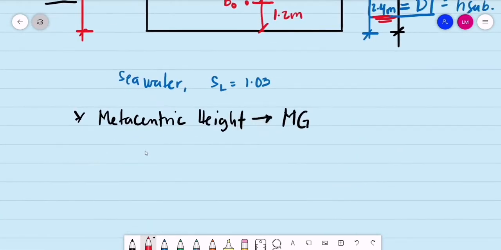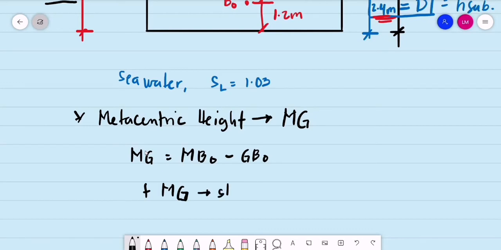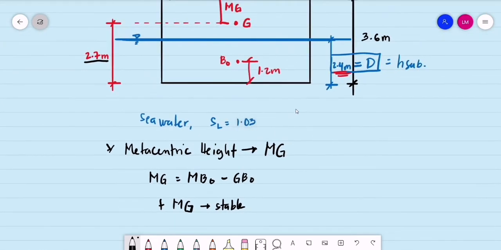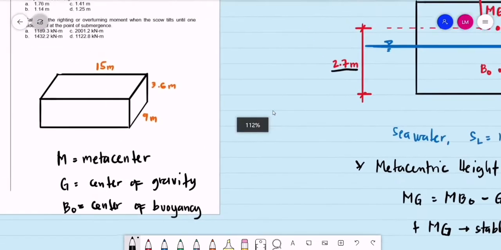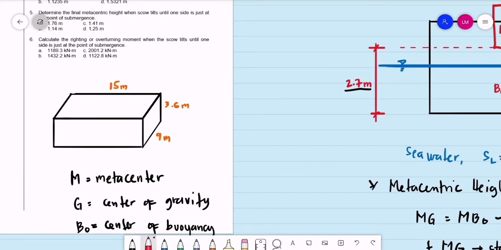So, paano ba mag-compute ng metacentric height? May formula tayo: MG is equal to MB sub O minus GB sub O. Kapag positive yung lumabas na MG, ibig sabihin yung floating object natin ay stable, which means hindi siya magro-roll. Kapag umikot yung isang object along its weaker axis, ang term doon is rolling.